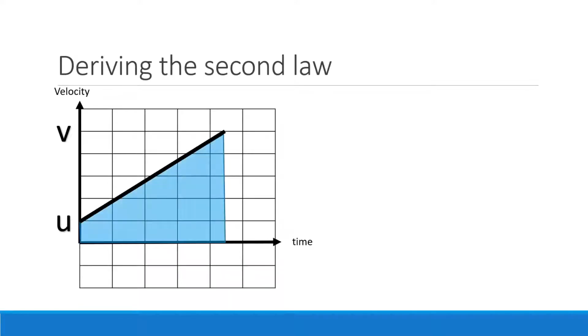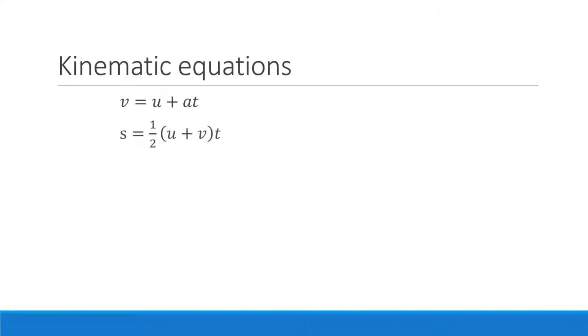We also looked at the second law. We said that, remember that the area under a velocity time graph is equal to the distance. Well, this here is a trapezium, then you know that V plus U times T times a half, because it's how you find the area of a trapezium, will give you displacement. So that gives you the first and second law.